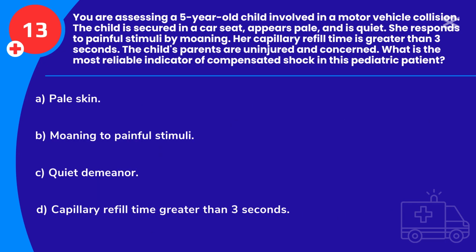Question 13. You are assessing a 5-year-old child involved in a motor vehicle collision. The child is secured in a car seat, appears pale, and is quiet. She responds to painful stimuli by moaning. Her capillary refill time is greater than 3 seconds. The child's parents are uninjured and concerned. What is the most reliable indicator of compensated shock in this pediatric patient? A. Pale skin. B. Moaning to painful stimuli. C. Quiet demeanor. D. Capillary refill time greater than 3 seconds.